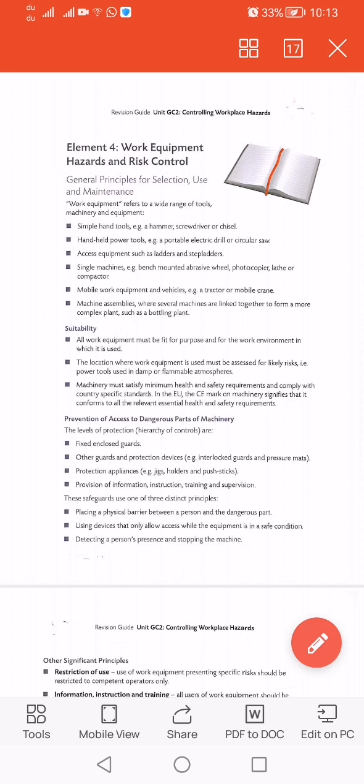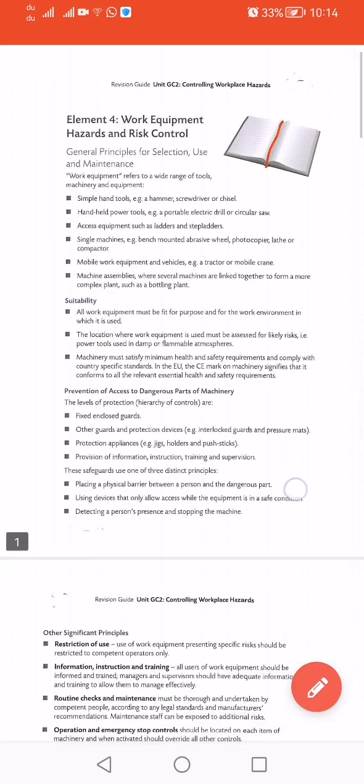Hello everybody, I'm going to talk about GC NEBOSH Element 4. In this one, we're talking about work equipment, hazard and risk control. We are going to talk about the working equipment that we are using, and also the hazards and the risk control, in order to avoid accidents, right?